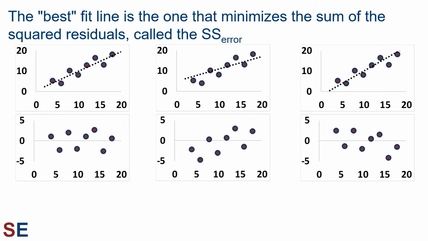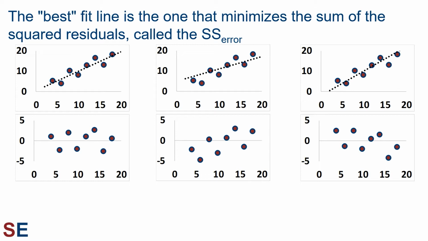The best fit line is the one that represents the data the best. It's the one that minimizes the sum of the squared residuals, also called SS error. These 3 pairs of plots show an identical set of data points. In the top figures, I've indicated 3 different straight lines that are candidates for the best fit line, and in the bottom figure I've shown what the residual plot would look like for each.